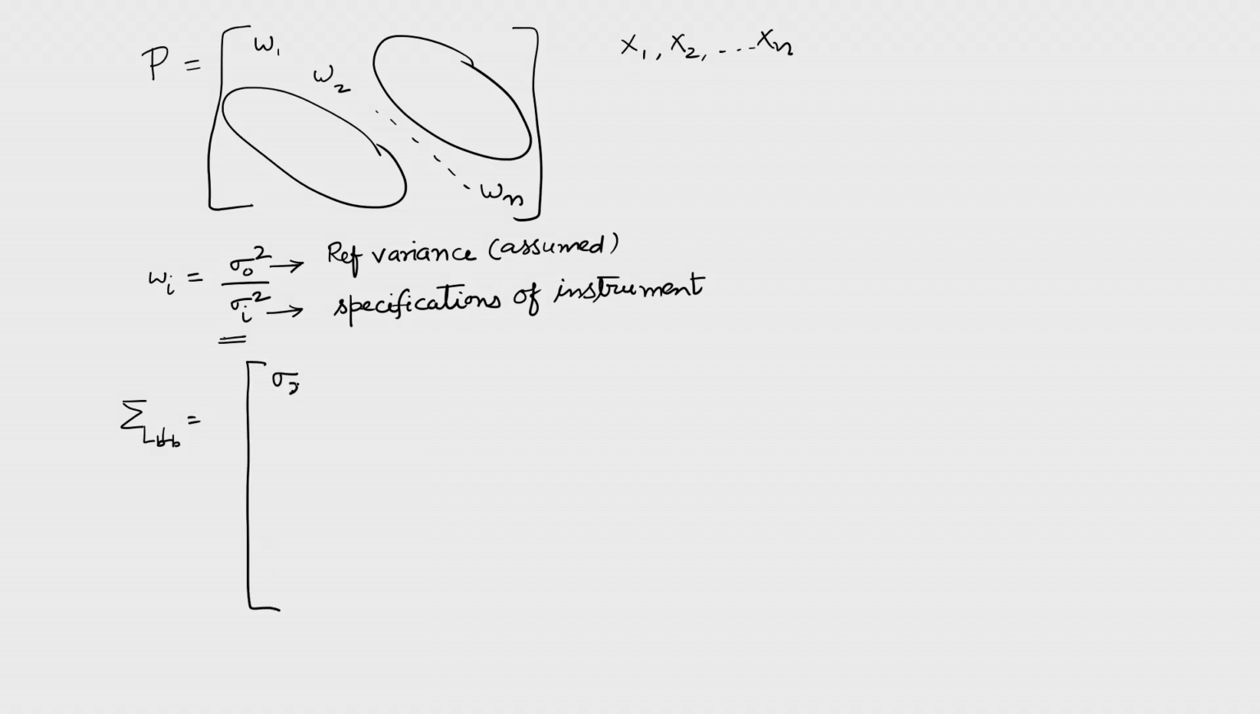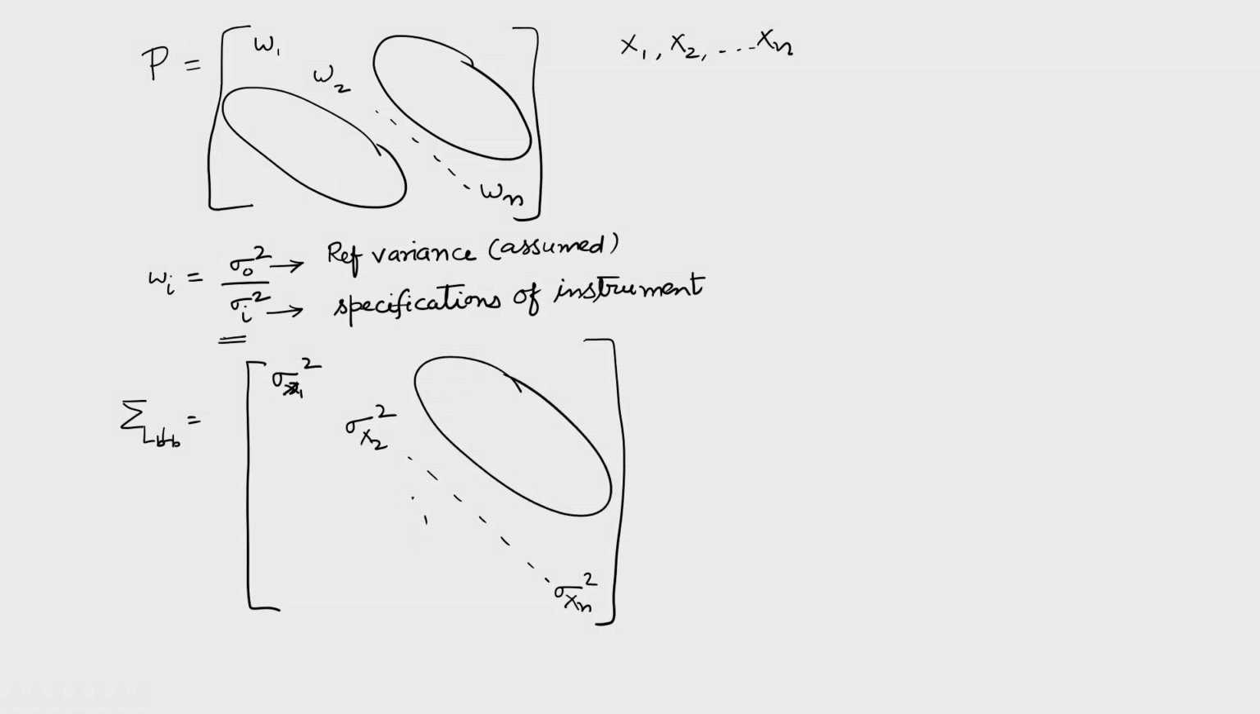Okay. After discussing this, now if I consider the matrix sigma LB LB, which is nothing but sigma x1 square, sigma x2 square and sigma xn square. It can be any variable, and all the rest of the elements are here, fine. So, can I derive matrix P from this matrix?